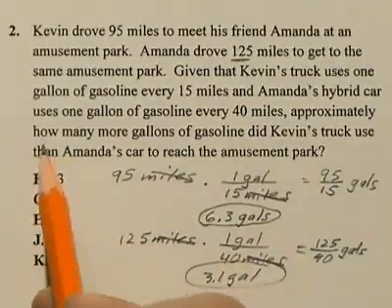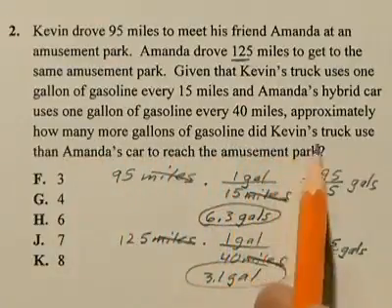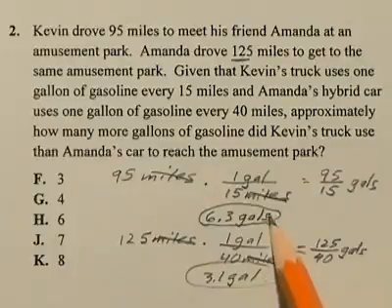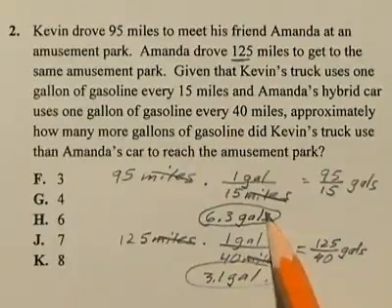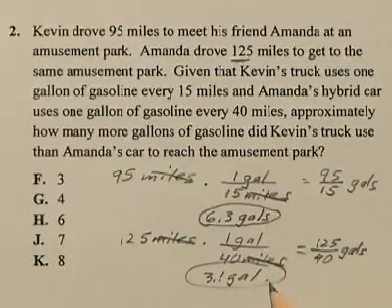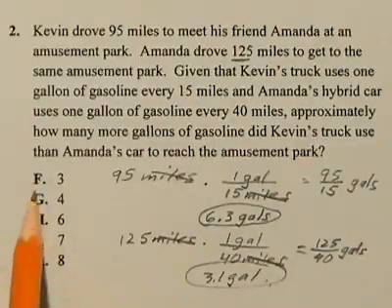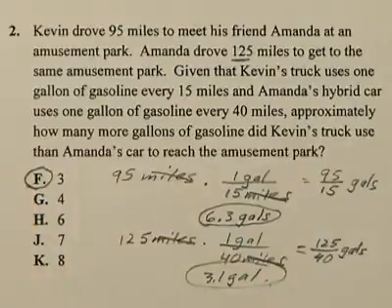It is right here. How many more gallons of gasoline did Kevin's truck use than Amanda's car to reach the amusement park? Well, I need the difference of these two values right here. So 6.3 minus 3.1 is around 3.2. F is the closest answer, 3. I would pick it and quickly move on with confidence.